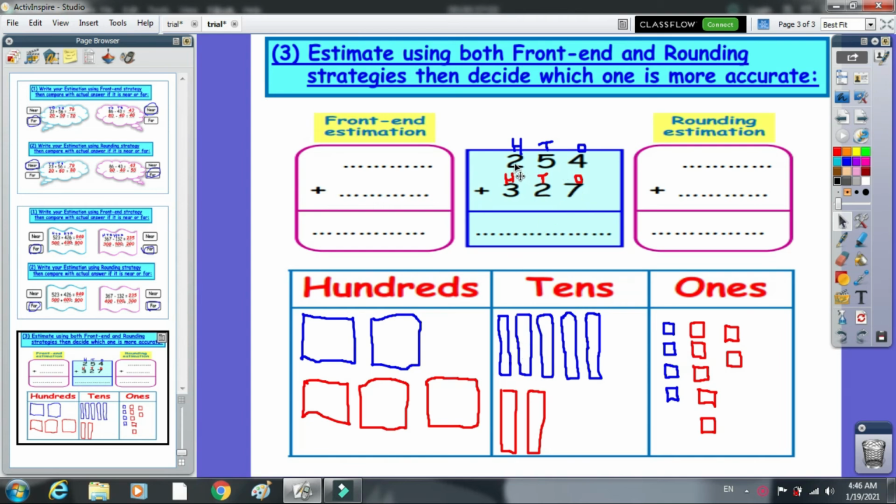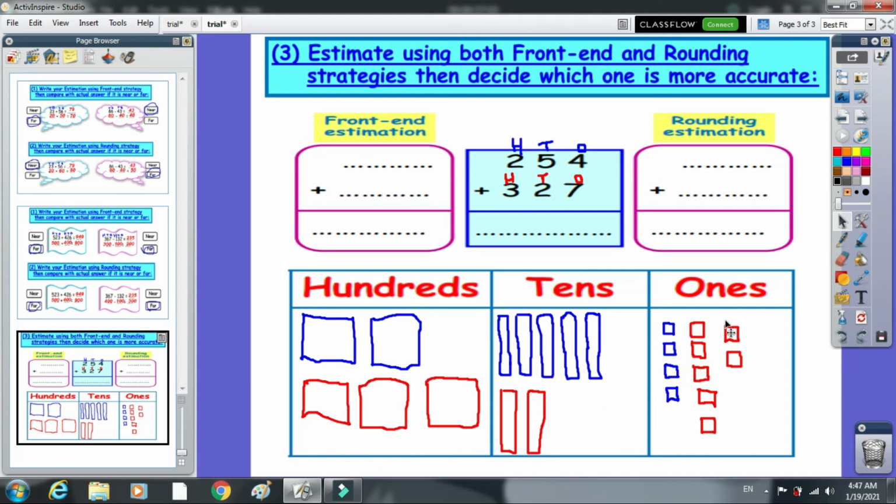Here the first number is 254. I will represent the 4 small squares for 4 ones and 5 bars for 5 tens and 2 blocks or 2 flats for the 200. And I will represent also the second addend, which is 327. I will draw 7 small squares for 7 ones and 2 bars for the 2 tens and 3 blocks for the 300.